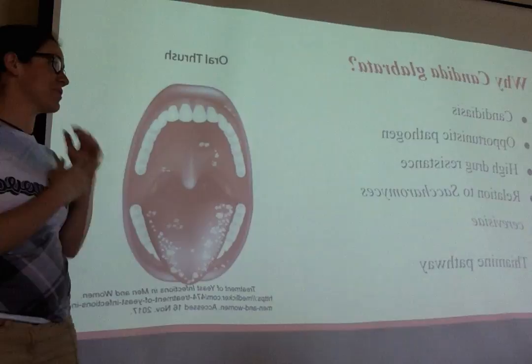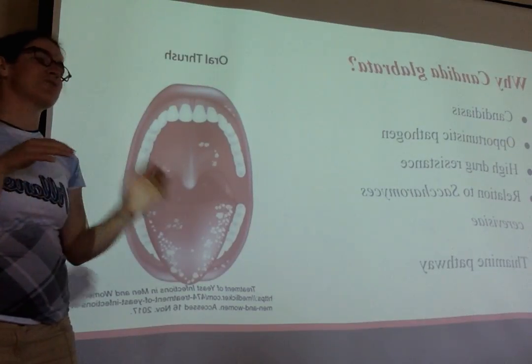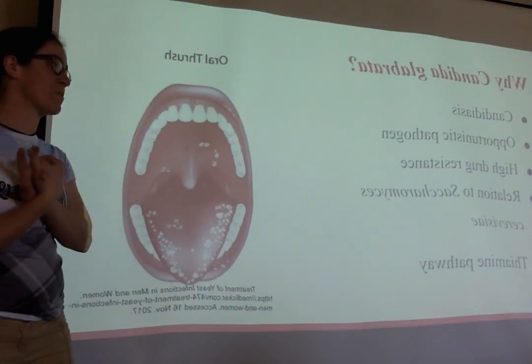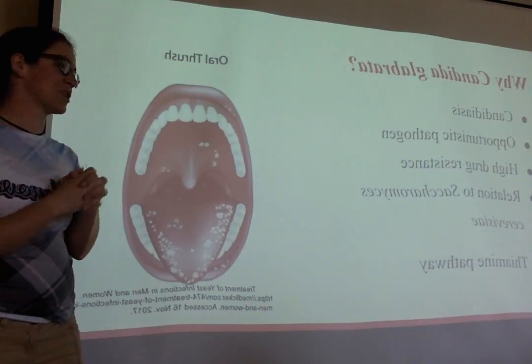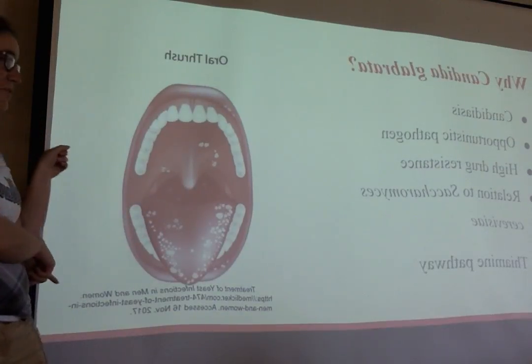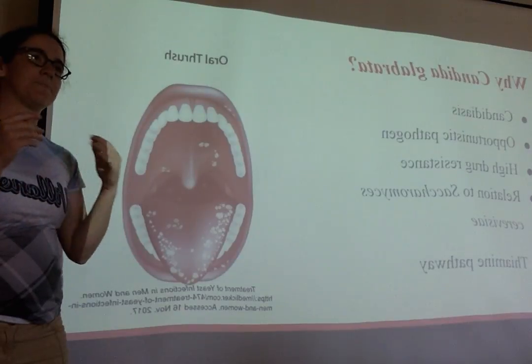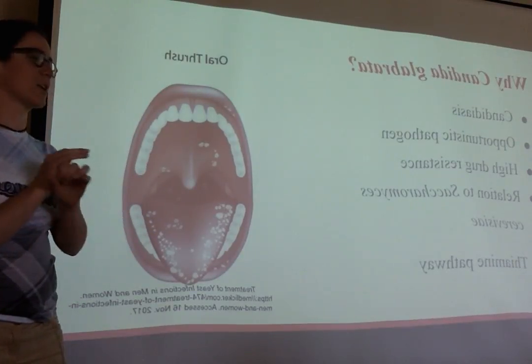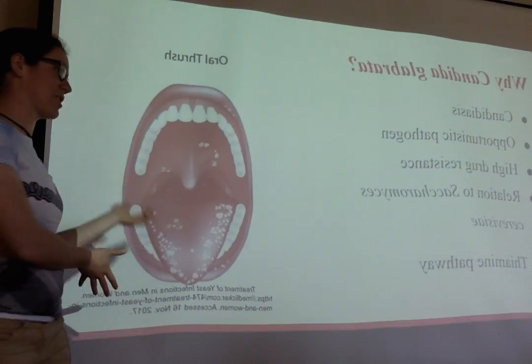Candida glabrata is a pathogenic yeast species, and it's an opportunistic pathogen, which is an issue in hospitals for people with suppressed immune responses. It can cause candidiasis, which can cause thrush, like this disgusting picture over here. And it also has a high drug resistance. So there are drugs that target other yeast species in the Candida family, but not necessarily this one.